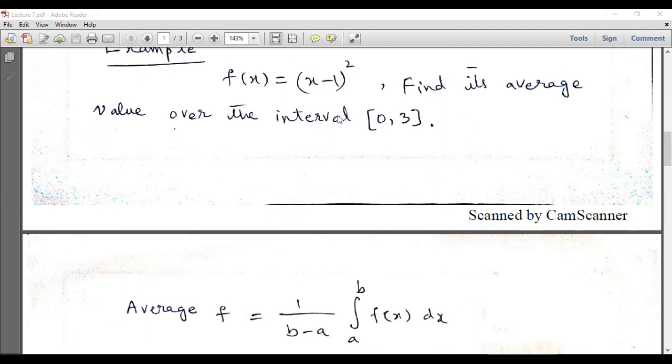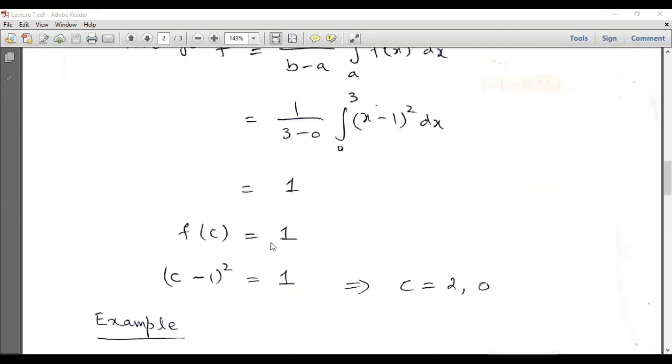So let's assume that (x minus 1) squared is equal to 1. Then the value of x will be evaluated. So f of c is equal to 1, that is (c minus 1) squared is equal to 1. After solving this equation, we get two values, 0 and 2. So at x is equal to 0 and at x is equal to 2, the answer will be equal to the mean value, which is 1.